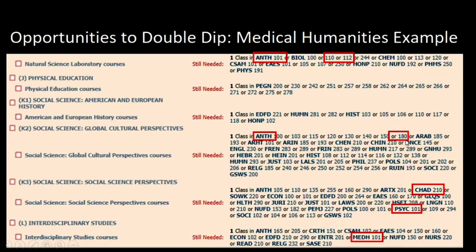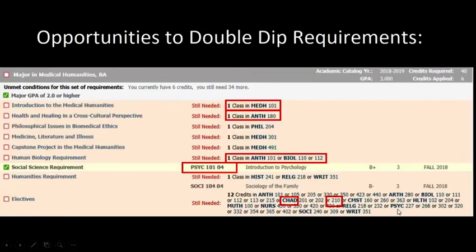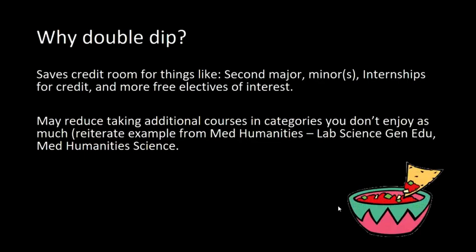Anthropology 180, Chad 210, and Psych 101 are listed as a social science requirement or as electives. So why should you double dip? Students are not required to double dip, but it can have benefits, such as leaving more credit room for minors, internships, or even a second major. Double dips make it easier to pursue these options without spending extra time or money.